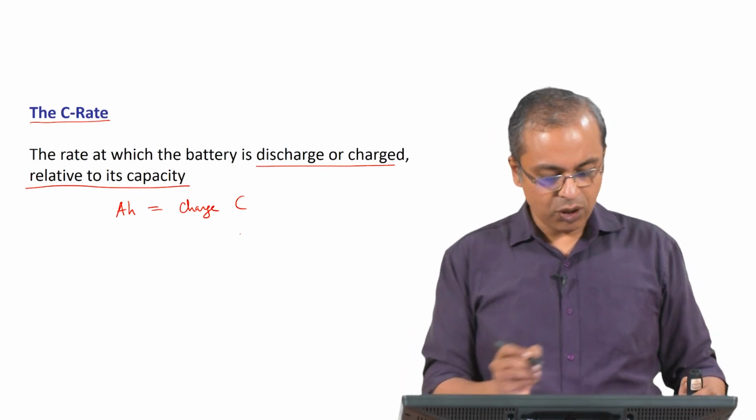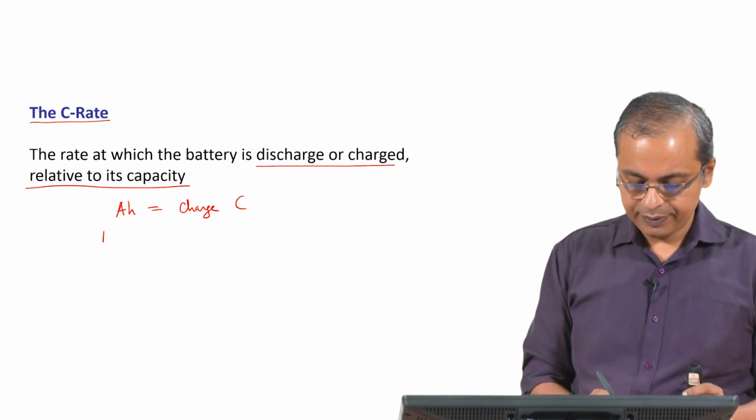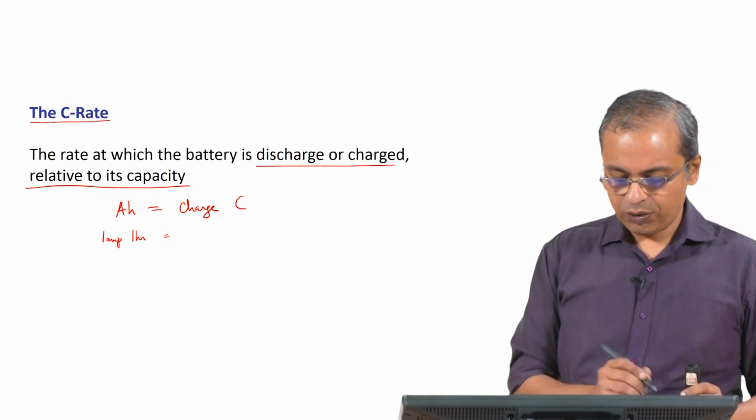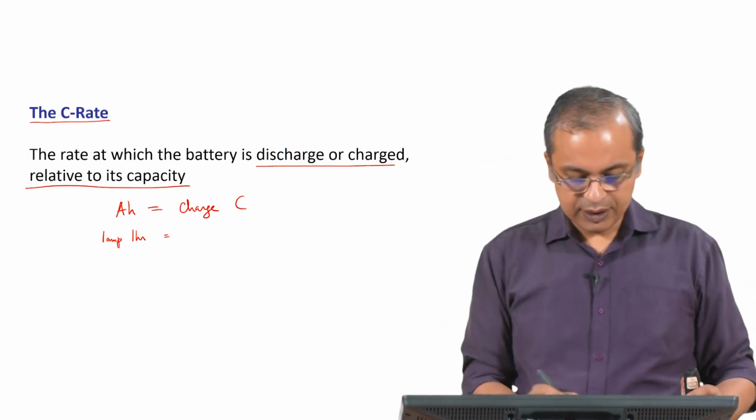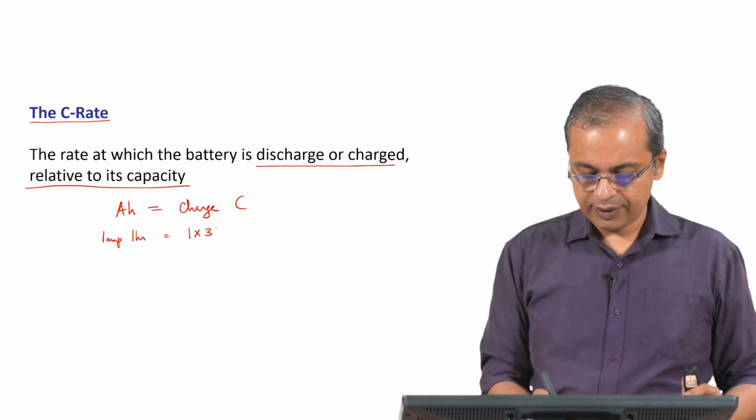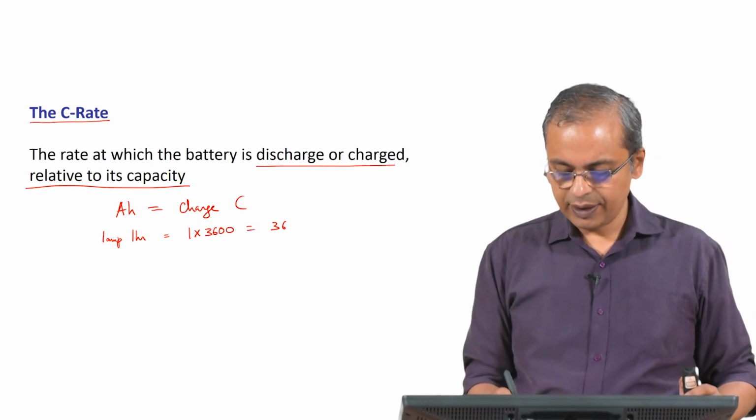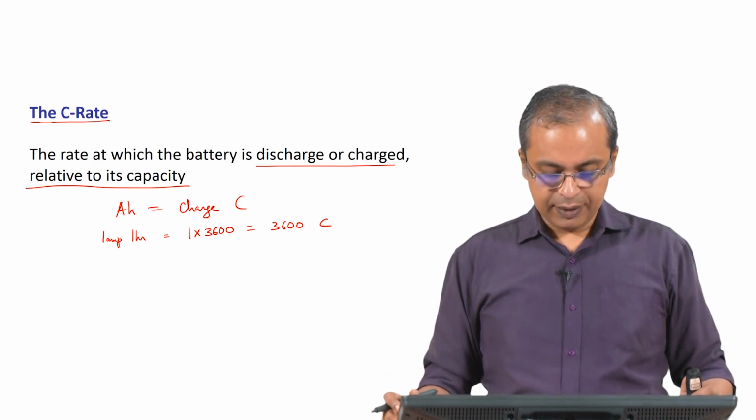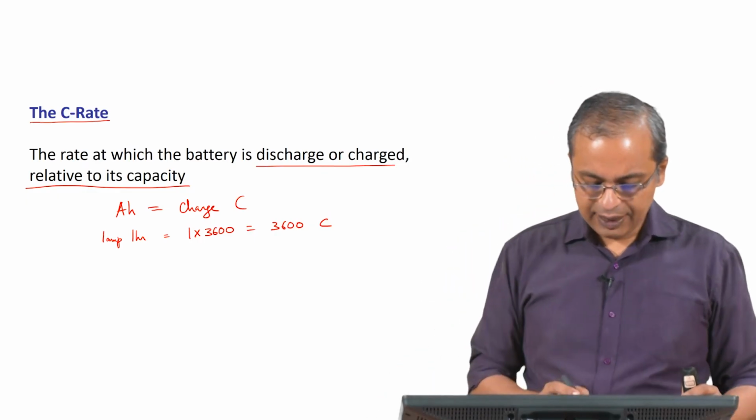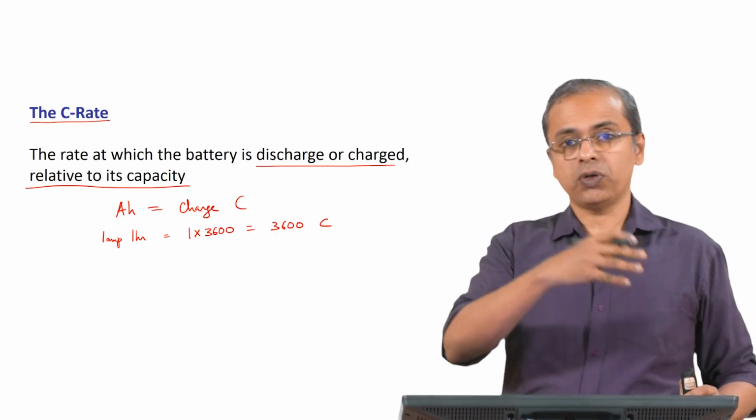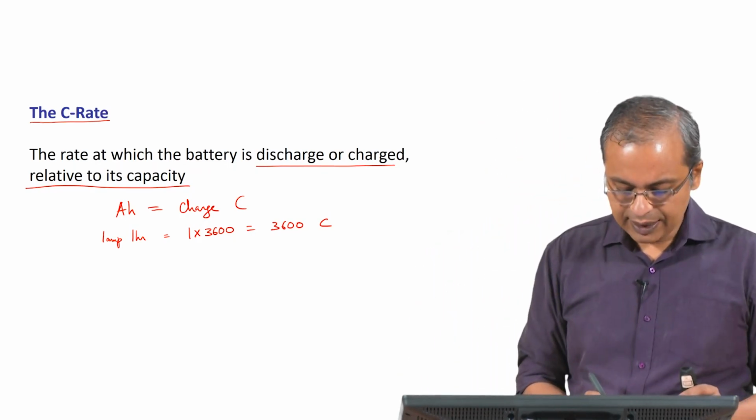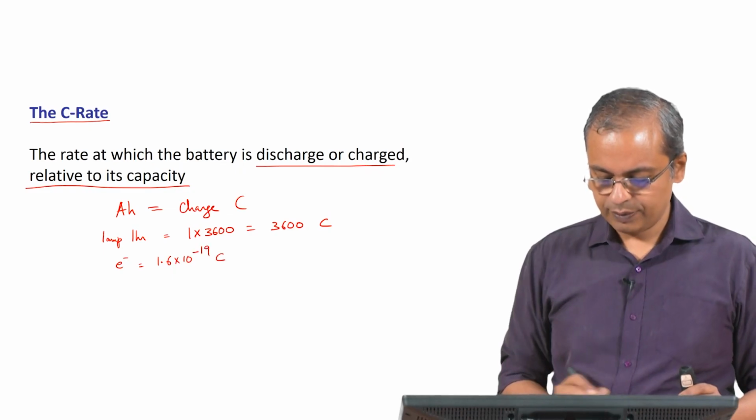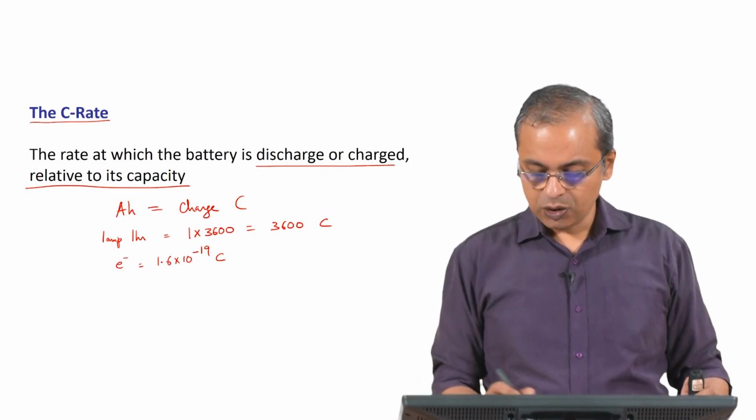So if I draw, let us say, 1 amp for 1 hour, 1 amp per second is a coulomb. So this is basically 1 into 3600 equals 3600 coulombs. That is the amount of charge that is available in that battery, 3600 coulombs. What does that mean? Because we always talk of electrons flowing in the circuit, each electron is 1.6 into 10 to the power minus 19 coulombs. So what does this mean?